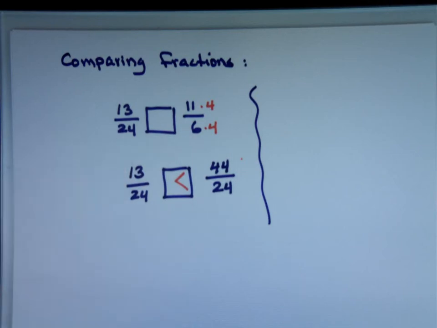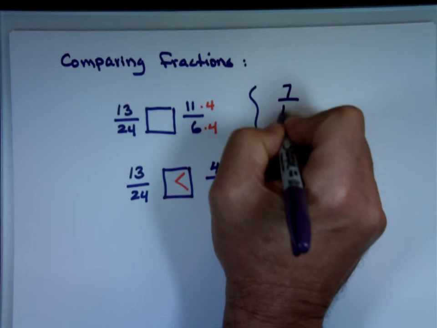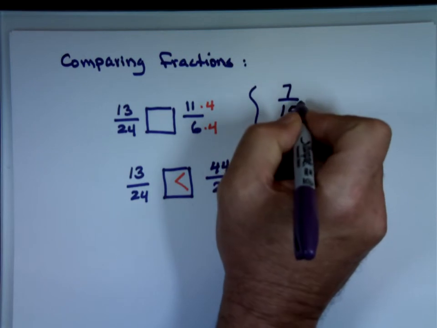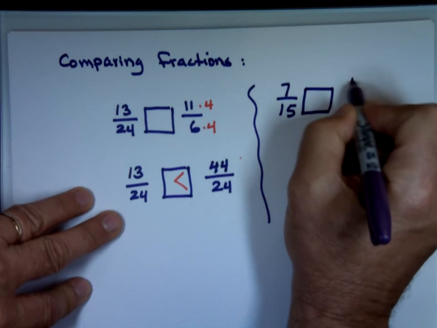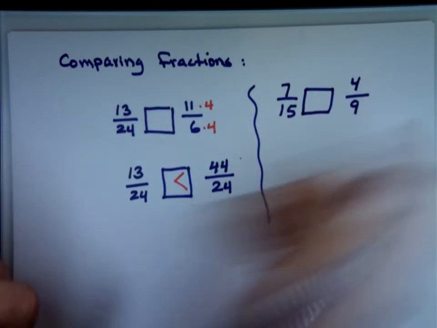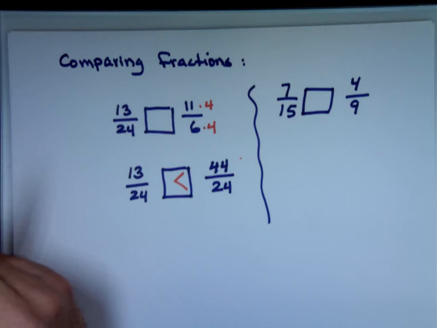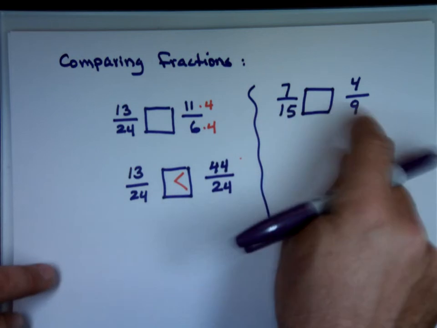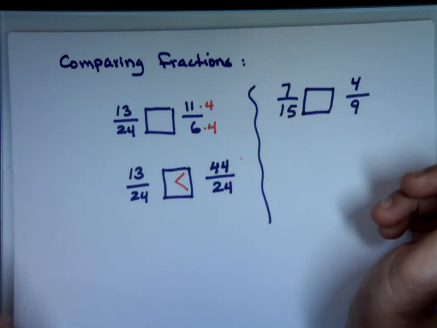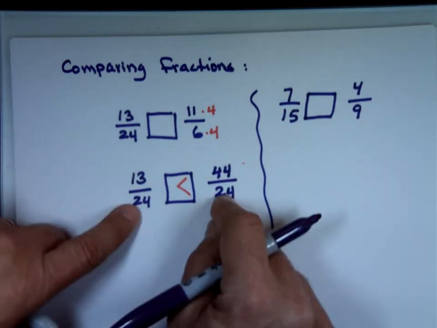But what about if I give you this problem? 7 over 15. And the next one is 4 over 9. Now we got a little problem. How can I find what the common denominator is? I need to make sure the number is the same.